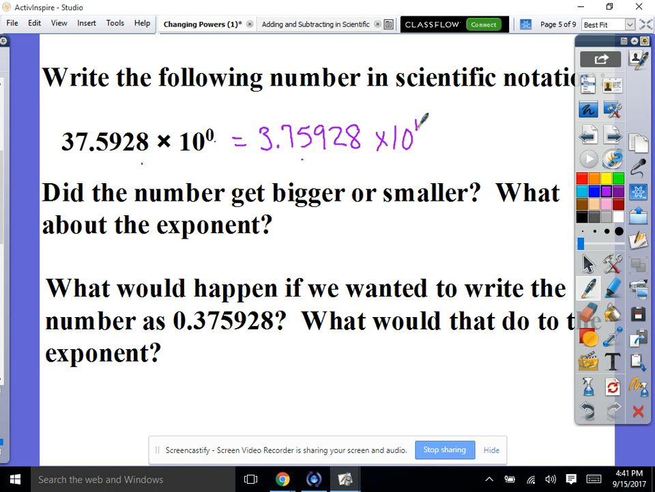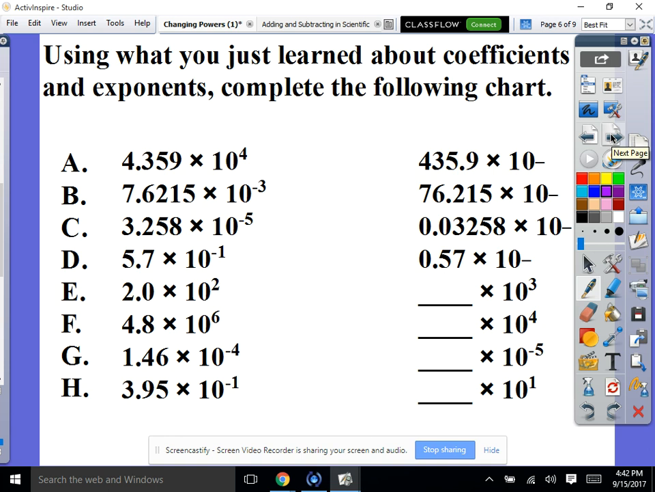So what would happen if we wanted to write the number as 0.375928? Well, let's just see. 0.375928 times 10, and we have made it smaller by one place, so we have to make the exponent bigger by 1. So based on what we learned about coefficients and exponents, where if we make the coefficient bigger, we have to make the exponent smaller, and if we make the coefficient smaller, we have to make the exponent bigger, complete the following chart.